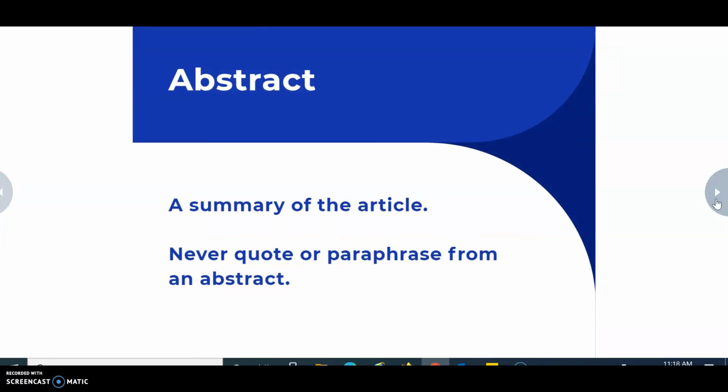Another concept to be familiar with is abstract. Many of our databases have a summary of the article or piece that you're looking at. This is really helpful so that you don't actually have to skim through the entire article. You can just see what this summary is about. It's important to note that we never quote or paraphrase from an abstract. We don't know who is responsible for writing it. We might assume it's the author, but it could just be someone who is an abstractor for that company or for that database.